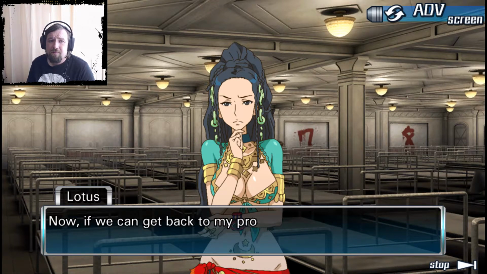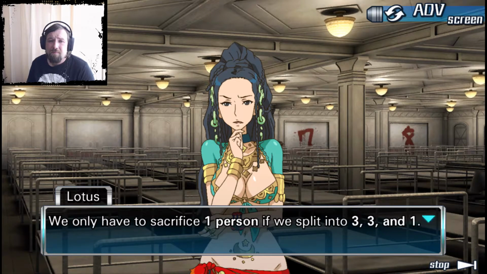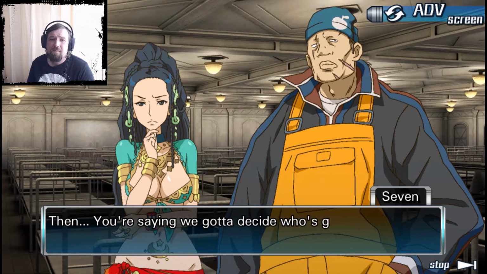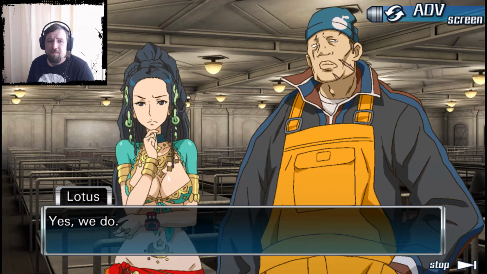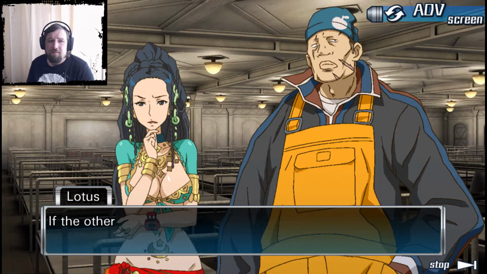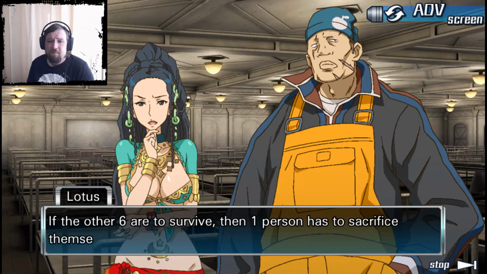Now, if we can get back to my proposal. We only have to sacrifice 1 person if we split into 3, 3, and 1. Then you're saying we gotta decide who's gonna stay behind. Yes, we do. Given our circumstances, it's logically and morally the best solution. If the other 6 are to survive, then 1 person has to sacrifice themselves. There has to be one that we don't need to open a door as well.